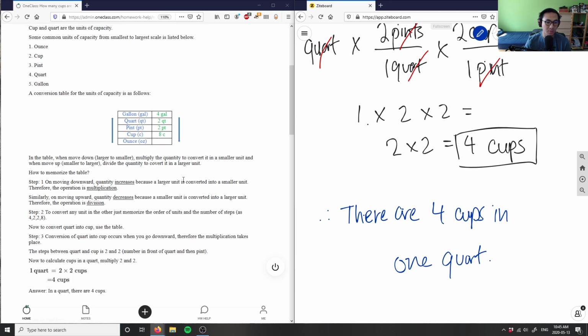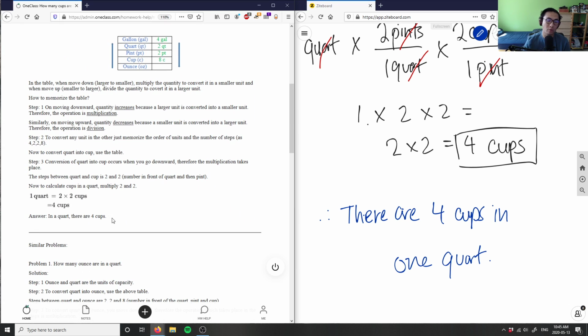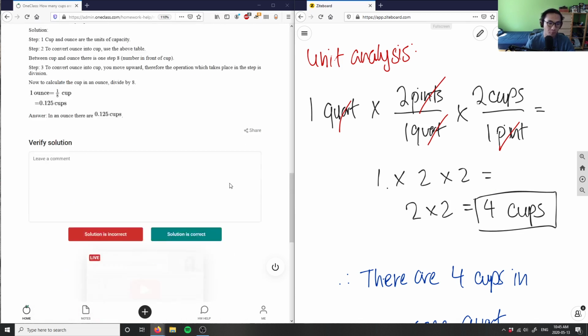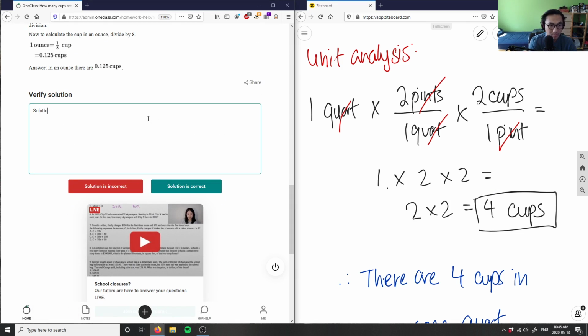And as you can see, this solution here is correct. Again, in a quart, there are 4 cups, and they did the exact same thing as I did, right? So they did unit analysis as well. They said 1 quart here is 2 times 2 cups. So again, it's multiplying by 2 pints over 1 quart, and 2 cups over 1 pint here. So that's 2 times 2, and it's going to give us 4 here. So the solution here is correct. It's a good analysis as well.